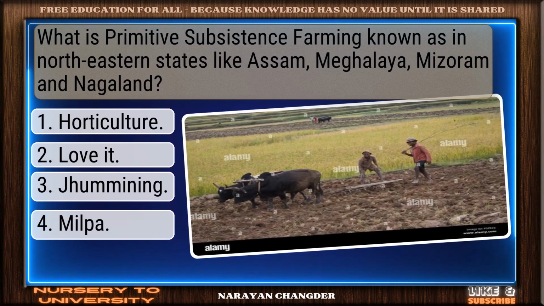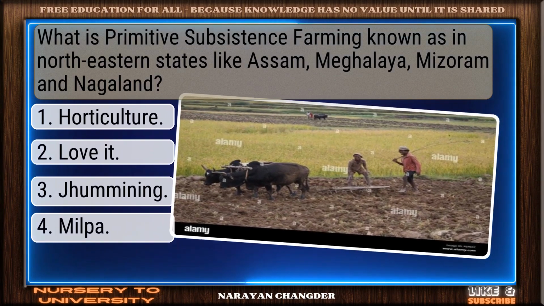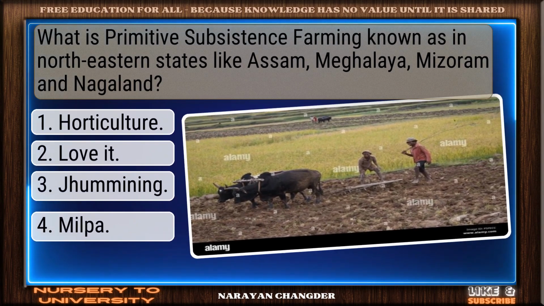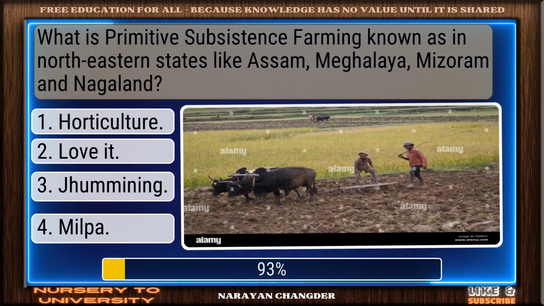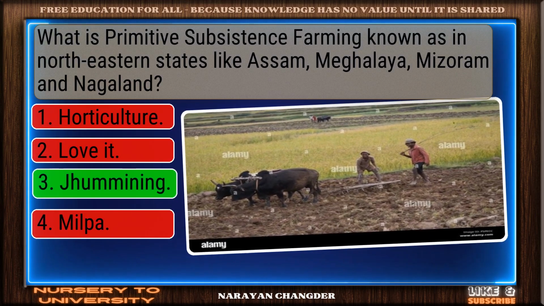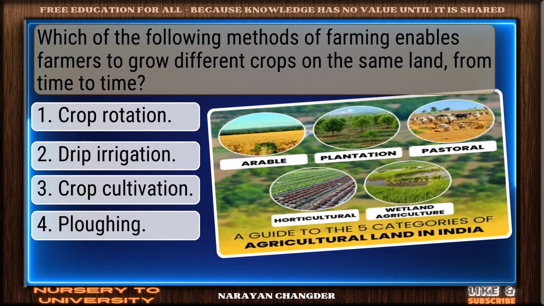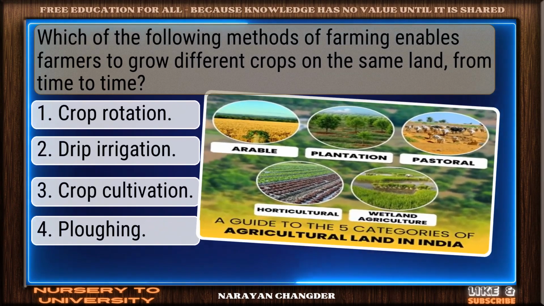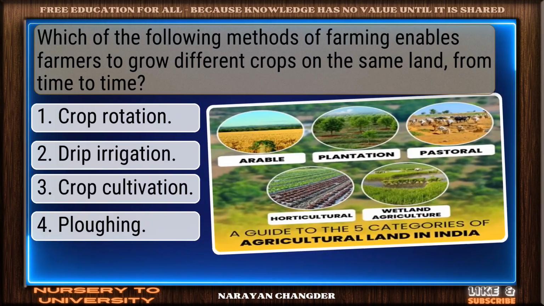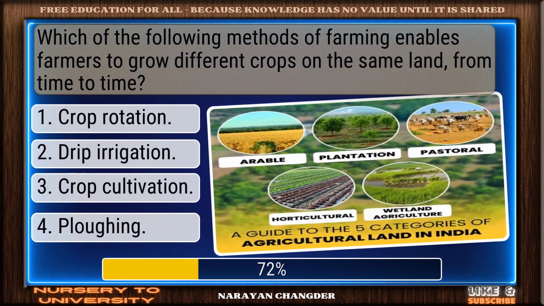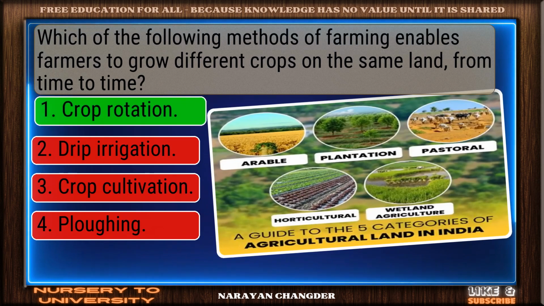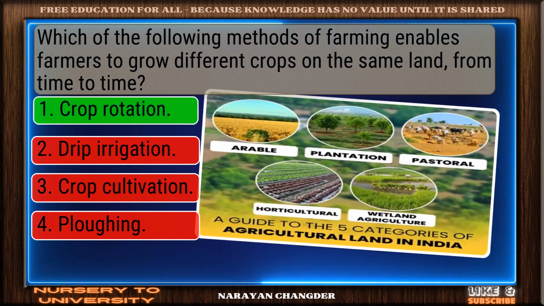What is primitive subsistence farming known as in northeastern states like Assam, Meghalaya, Mizoram, and Nagaland? Nicely done. Jhumming is solid. Which of the following methods of farming enables farmers to grow different crops on the same land from time to time? Smart pick. Crop rotation is correct.